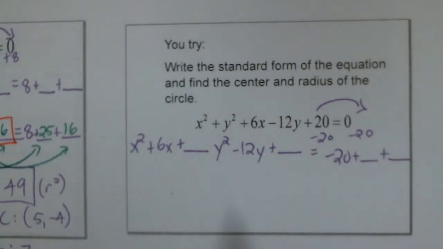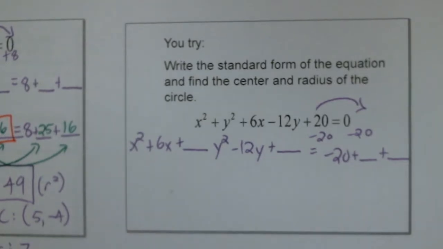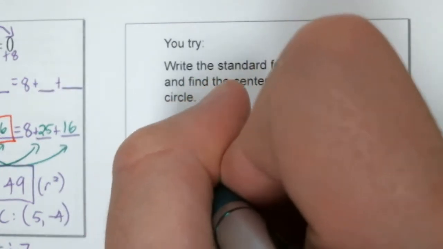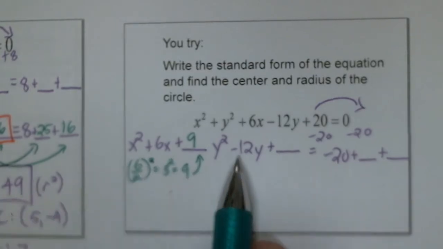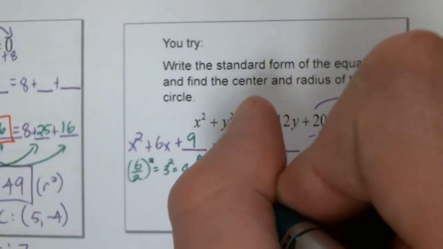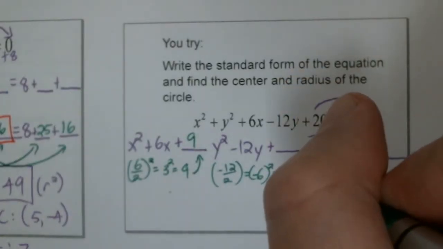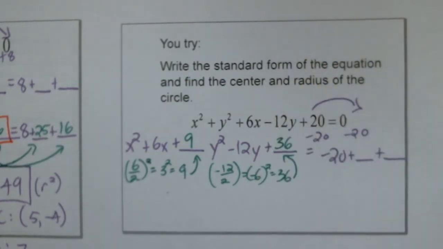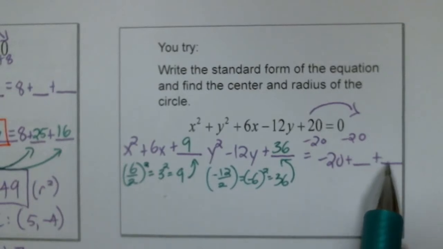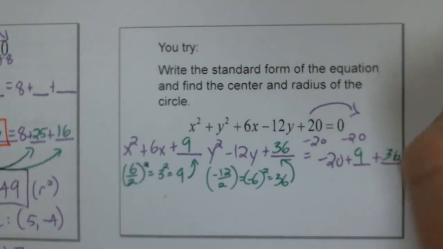Now I'm ready to complete the square. Half of b squared is how you complete the square. So I'm going to take half of 6, which is 3, and square that. That's 3 squared, which is 9. So 9 goes in that blank. Then for the y's, I'm going to take half of negative 12, which is negative 6, and square that. Negative 6 times negative 6 is 36. So 36 goes in that magic blank. And then I've got to do the same thing on the right-hand side of the equation. 9 on the left, 9 on the right. 36 on the left, 36 on the right.